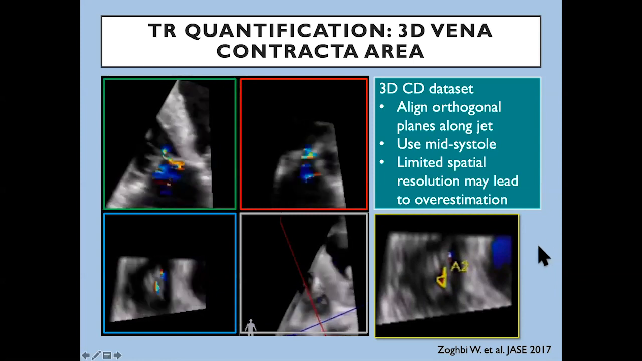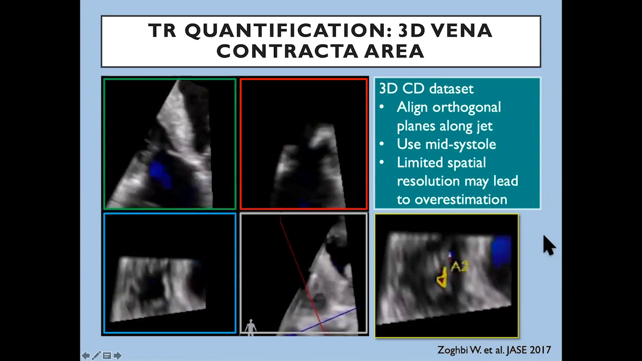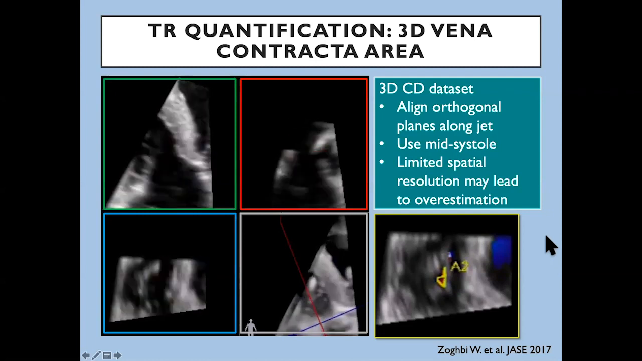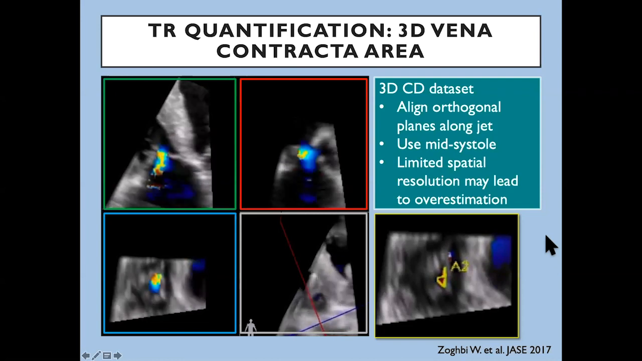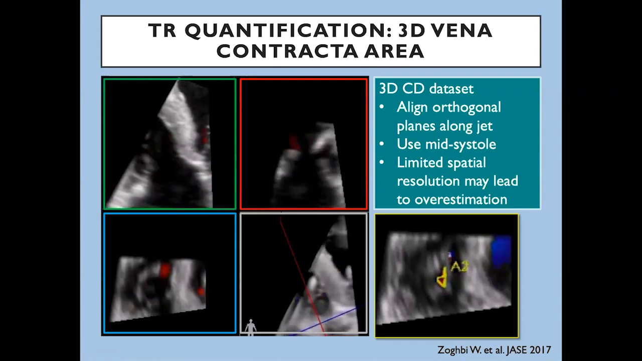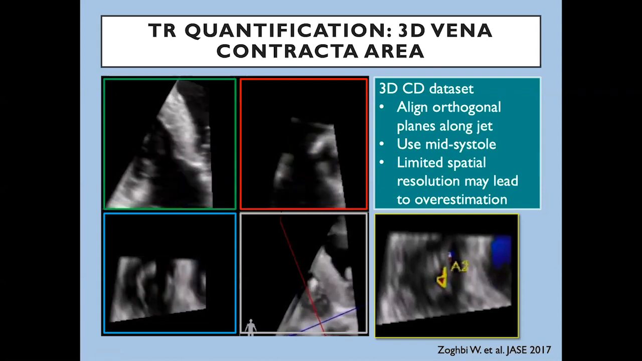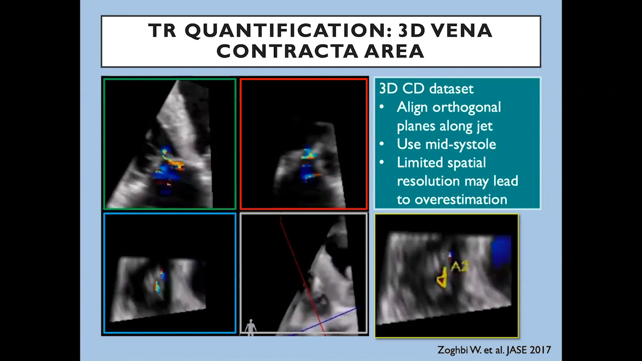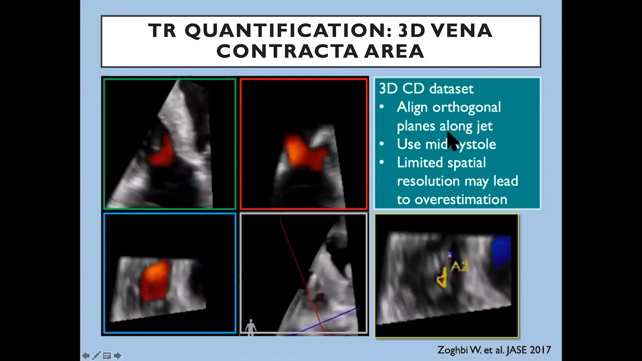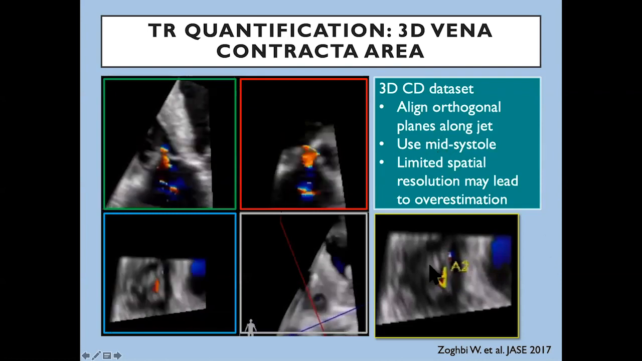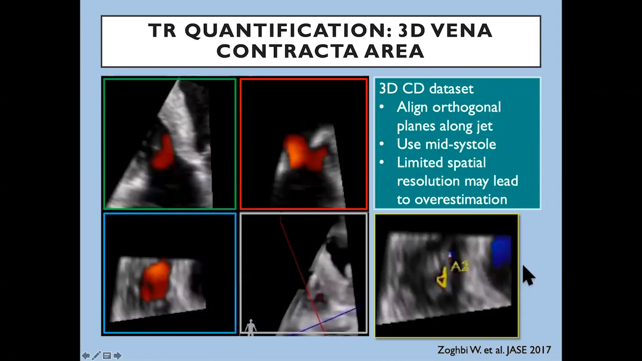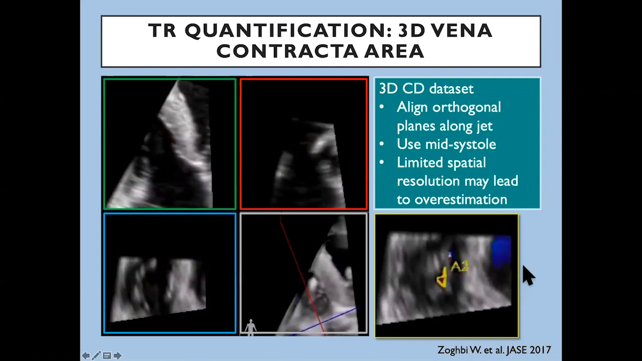In order to get a 3D data set such as this, you need to obtain a 3D color Doppler full volume, zoom, or narrow-angle data set. Then you align orthogonal planes using multiplanar reconstruction. At mid-systole, you would measure the area of the jet. One of the problems here, of course, is that there's limited spatial resolution, and that may lead to overestimation.